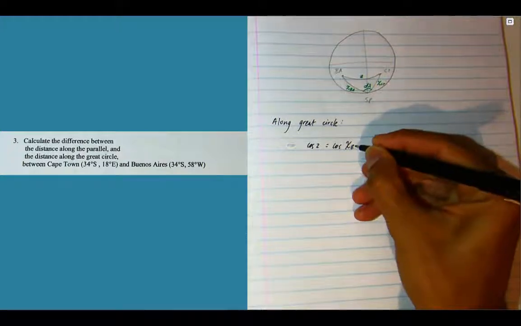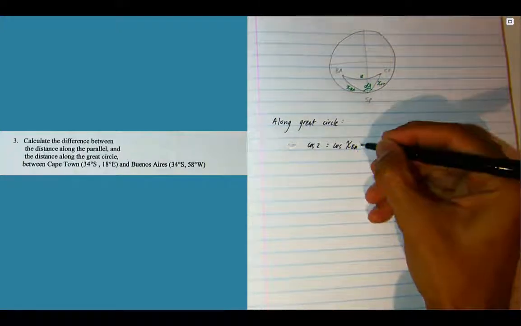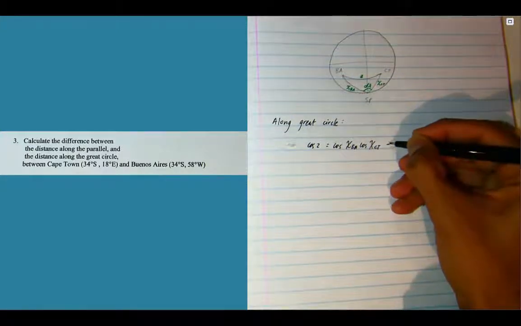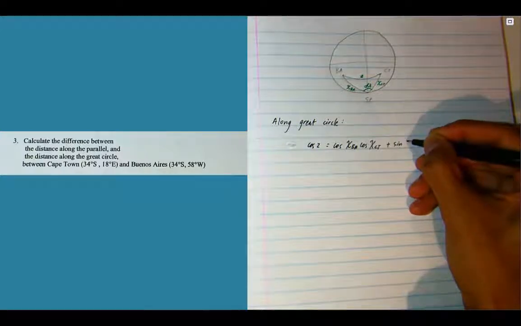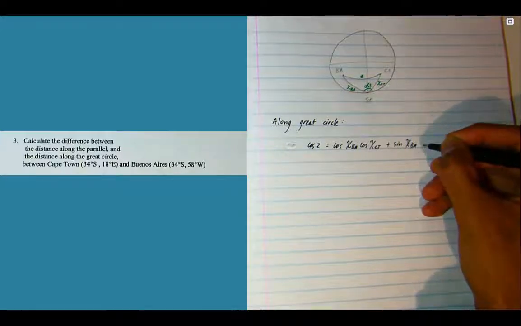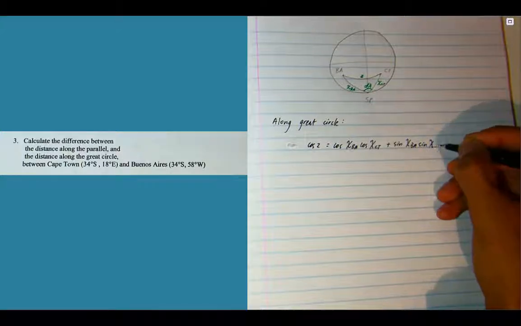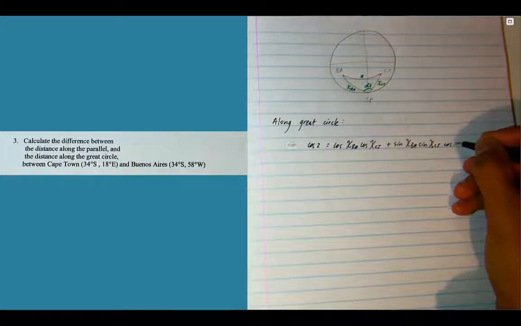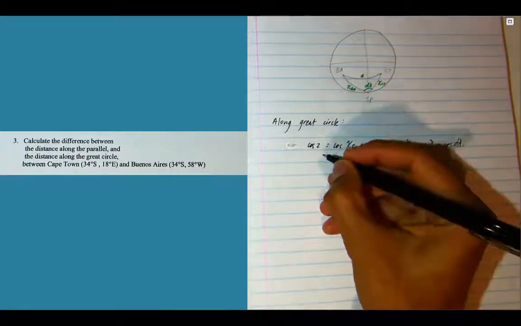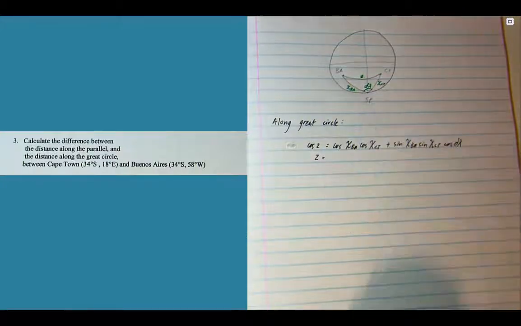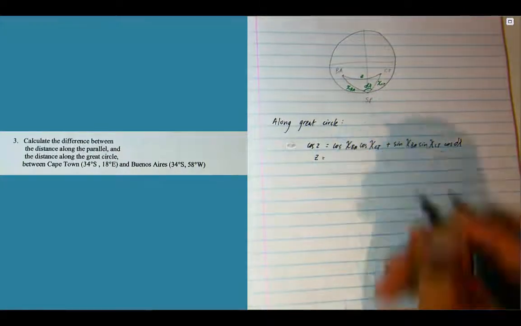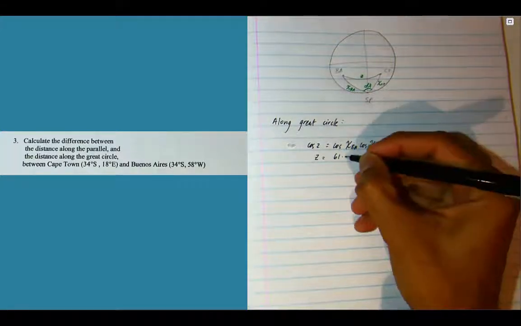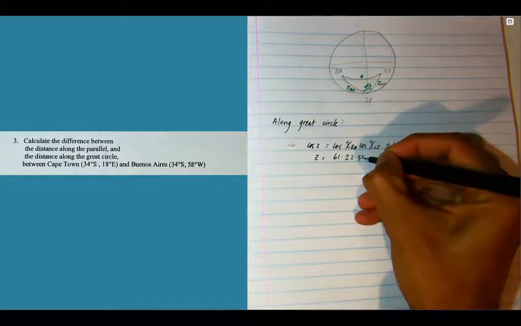Using the cosine rule, we can come up with this equation. Cos of z is equal to cos chi of Buenos Aires, cos chi of Cape Town, plus sine chi of Buenos Aires, sine chi of Cape Town, times cos of d lambda. We can solve for z in this equation, which is the unknown quantity, and z works out to be 61 degrees, 22 minutes, and 55 seconds.